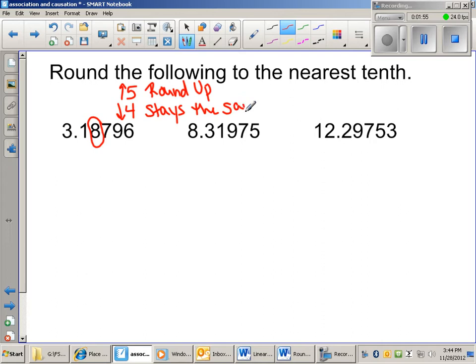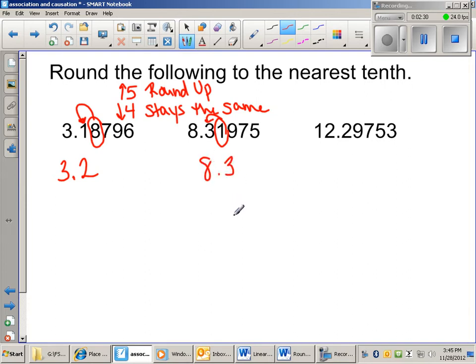So 8 is 5 or higher, so it is going to round this 1 up to a 2. So 3.18796 rounded to the nearest tenth is 3.2. Really the only number I had to look at here was this 8. I could pretty much ignore the rest of them. Likewise here, if I want to round this to the nearest tenth, I need to look at the second number, which is the 1. Now 1 is 4 or lower, so this 3 here is going to stay the same.